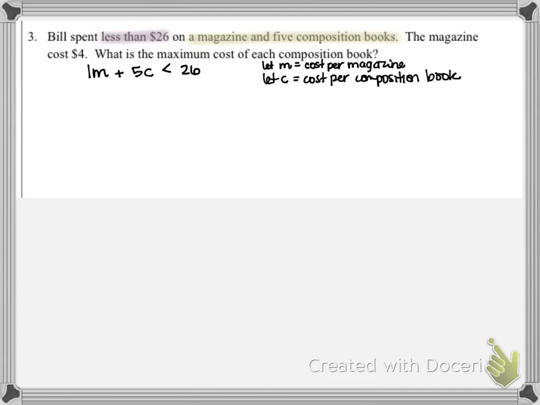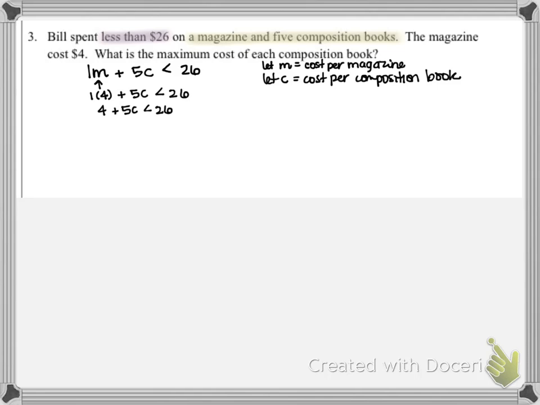Okay. All right, let's keep reading. Hopefully, because I don't think I have a second equation in here. Let's see if they give me some more information. The magazine cost $4. Oh, okay. Well, I already know what that is. Then let's plug in the 4. So I'm going to plug in a 4 right there. And then I know 4 times 1 is just 4. I'm not going to do anything more with this inequality until I know what they want me to do. It's the maximum cost of each composition book.